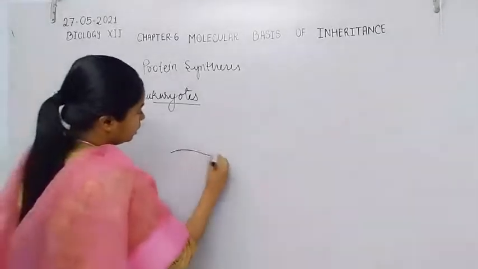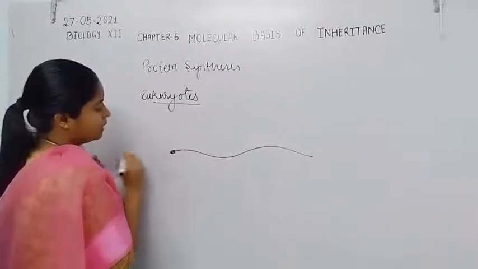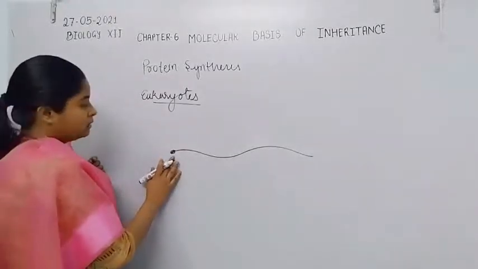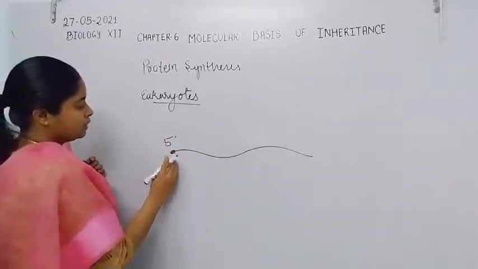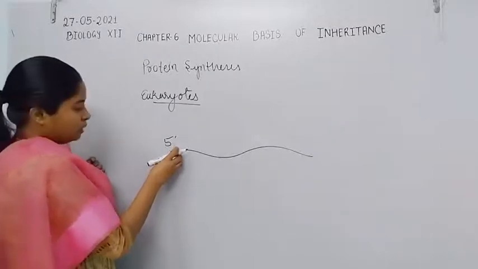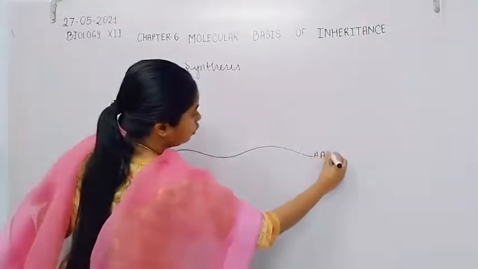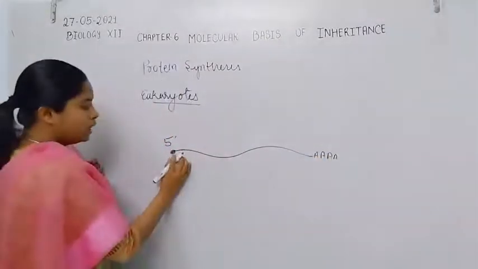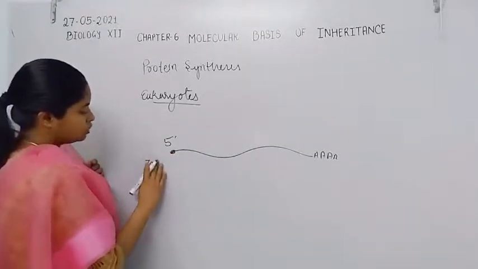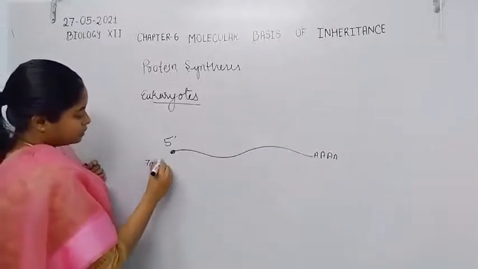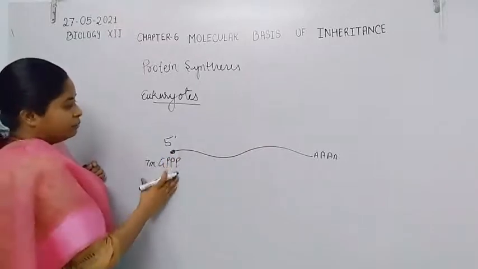in eukaryotes, the mRNA molecule has capping and tailing, and at the 5' region, or the upstream region, the capping of mRNA is present for securing both the ends of the mRNA. Here is the mRNA. At the upstream 5' region, the 7-methyl guanosine triphosphate is added, present at the 5' region.